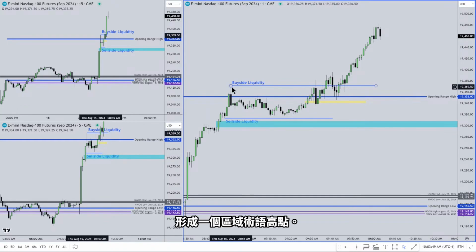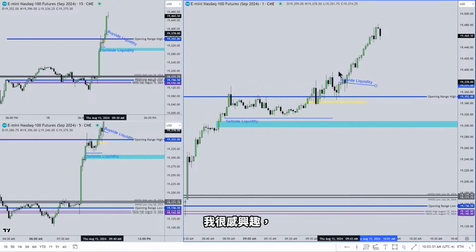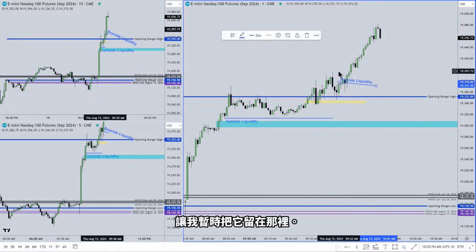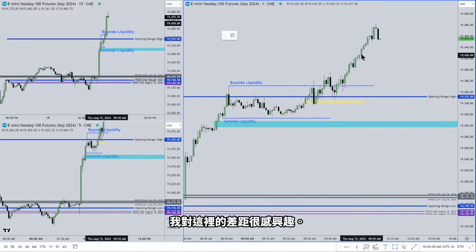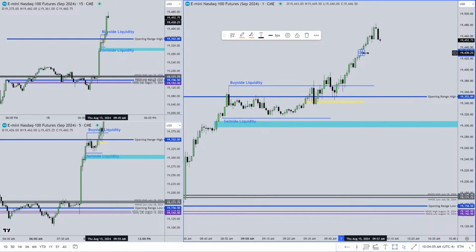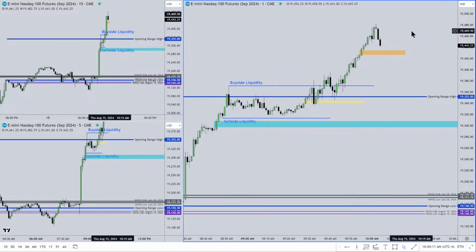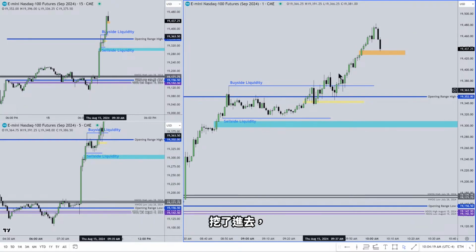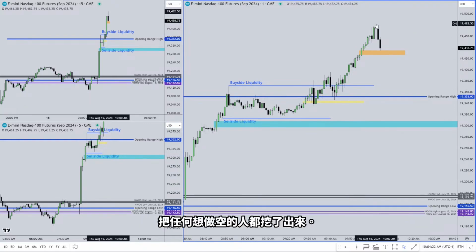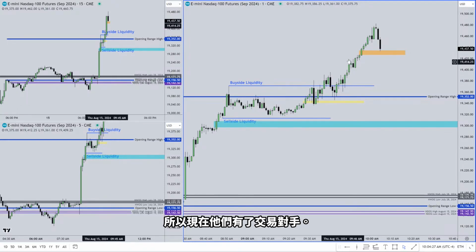And I'm interested in, let me leave that there for now. I'm interested in this gap right here. Right there. So now, because we've had this elongated run and market protraction higher, digging in, taking anybody that wants to be short out, building in people net long, now they have counterparties that they've sold to.